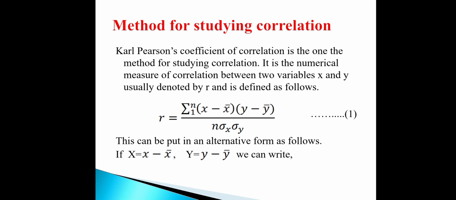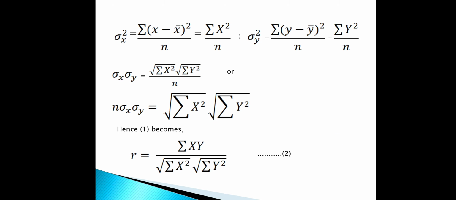The same formula can be put in another form by substituting capital X as x minus x bar and capital Y as y minus y bar. So we can rewrite sigma x square as summation of (x minus x bar) whole square divided by n, that is, summation of capital X square divided by n. In the same way, sigma y square can be written as summation of capital Y square by n. So sigma x into sigma y can be written as square root of summation capital X square times square root of summation capital Y square, divided by n, or n into sigma x sigma y equals square root of summation of X square into square root of summation of Y square.